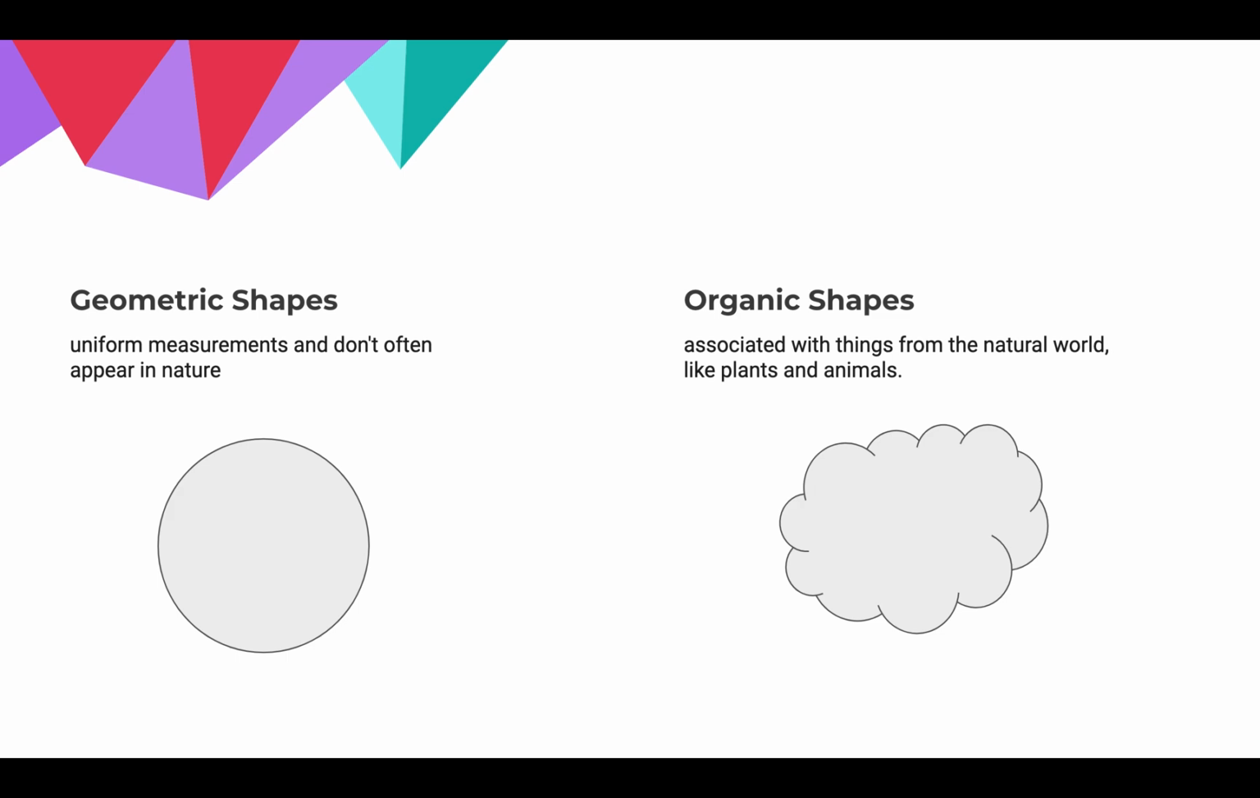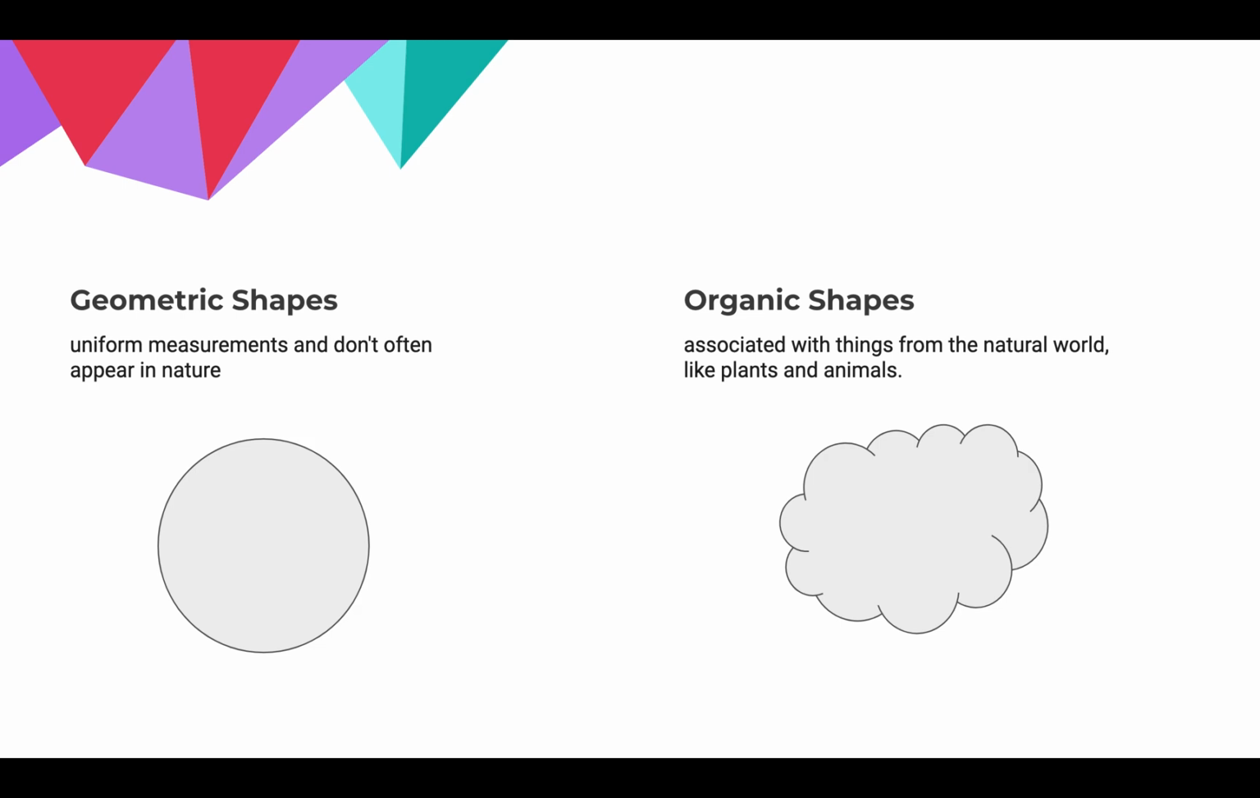There are two different types of shapes. Geometric shapes, which are uniform measurements that do not often appear in nature, and there are organic shapes, which are associated with things from the natural world like plants and animals.